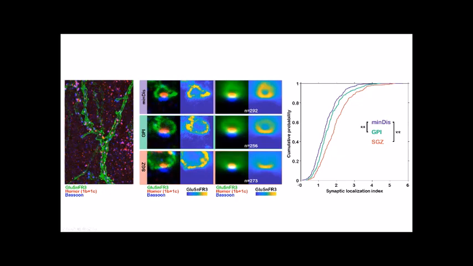Sorry, I have another question. This is going to be an extremely dumb question, but why is optical minis a good way to look at the postsynaptic density? Isn't optical minis something that happens on the presynaptic side?